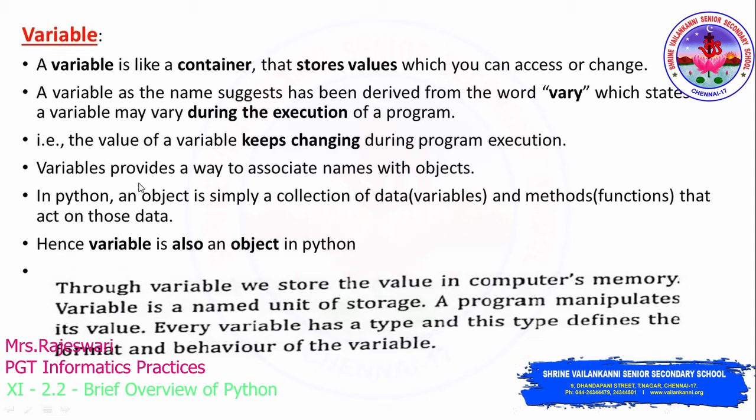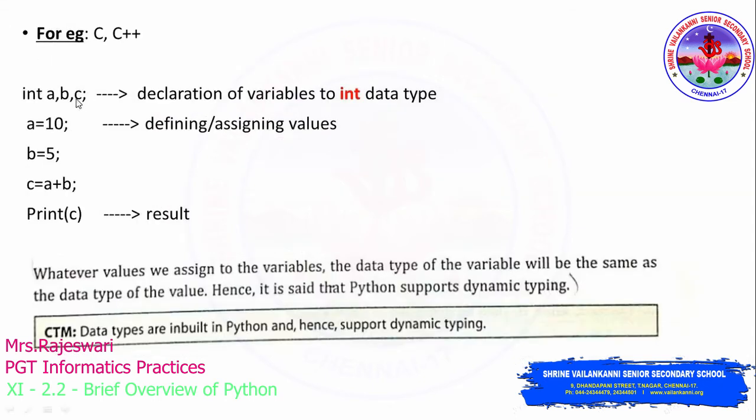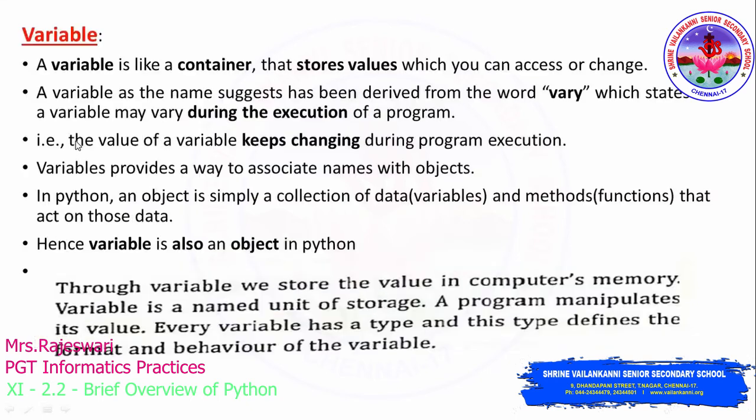And if you see, the variable provides a way to associate names with objects. Unless you assign a value to a variable in the Python programming language, the variable will not be created at all, because in other programming languages we have to declare the variables with the respective data type. But in Python, declaration of data type and declaration of variables is not required. Only when you assign some value to a variable will it be created in Python. Clear?